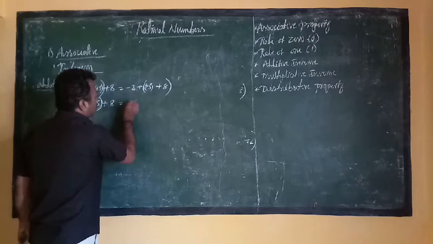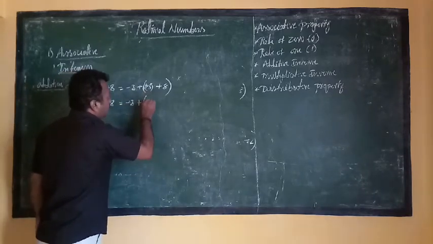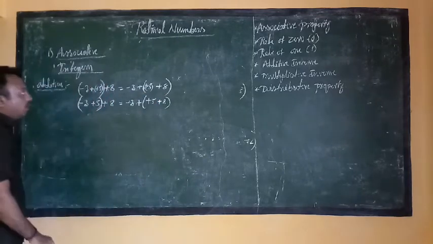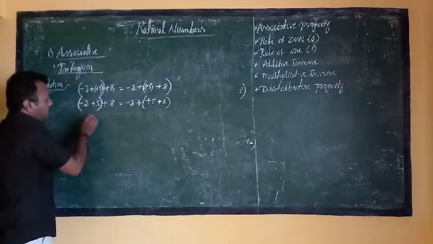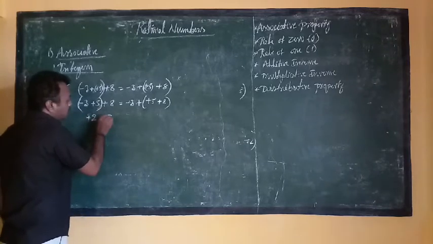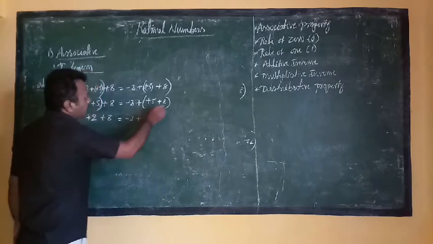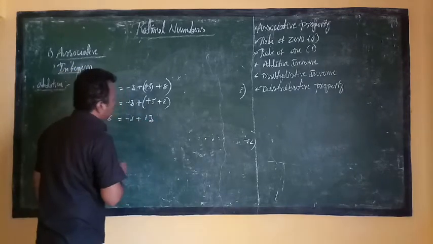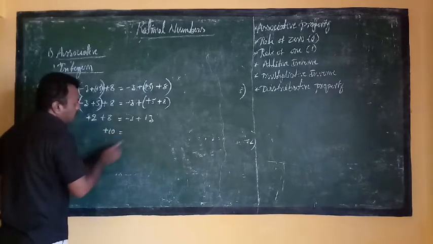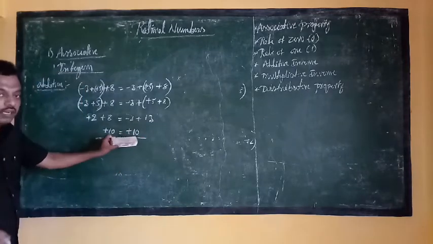It is equal to minus 3, plus as it is. Next plus 5 as it is. Plus 8 is also as it is. The bracket is removed. See, minus 3 plus 5 becomes plus 2. So plus 8 as it is. It is equal to minus 3, 8 plus 5, 13, correct? Now 8 plus 2, how much? 10. It is equal to 13 minus 3, it is also plus 10. Therefore, LHS is equal to RHS.